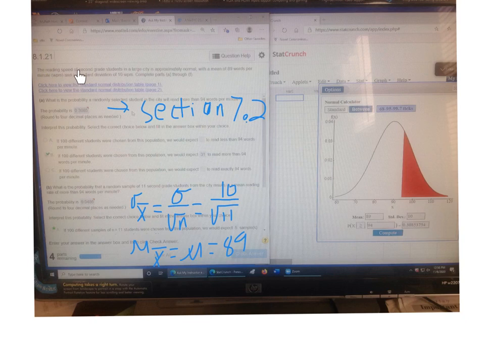The reading speed of second graders in a large city is approximately normal with a mean of 89 words per minute and a standard deviation of 10. Now you could do it with the tables, or you did mention StatCrunch, you can do it with that. What is the probability that a randomly selected student will read more than 94 words per minute? So this part A is really nothing new.